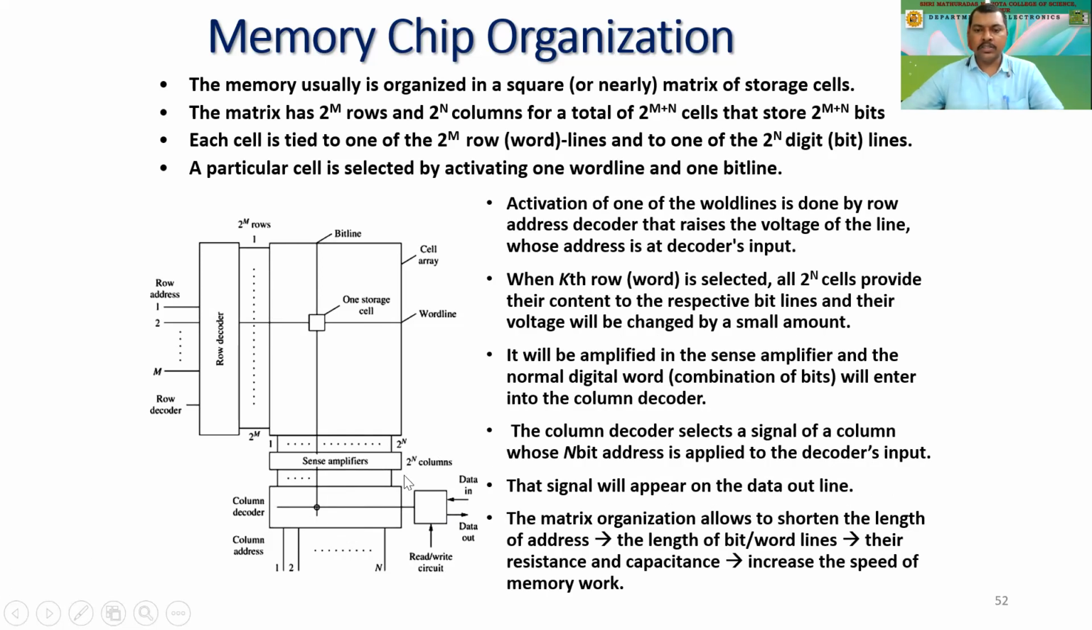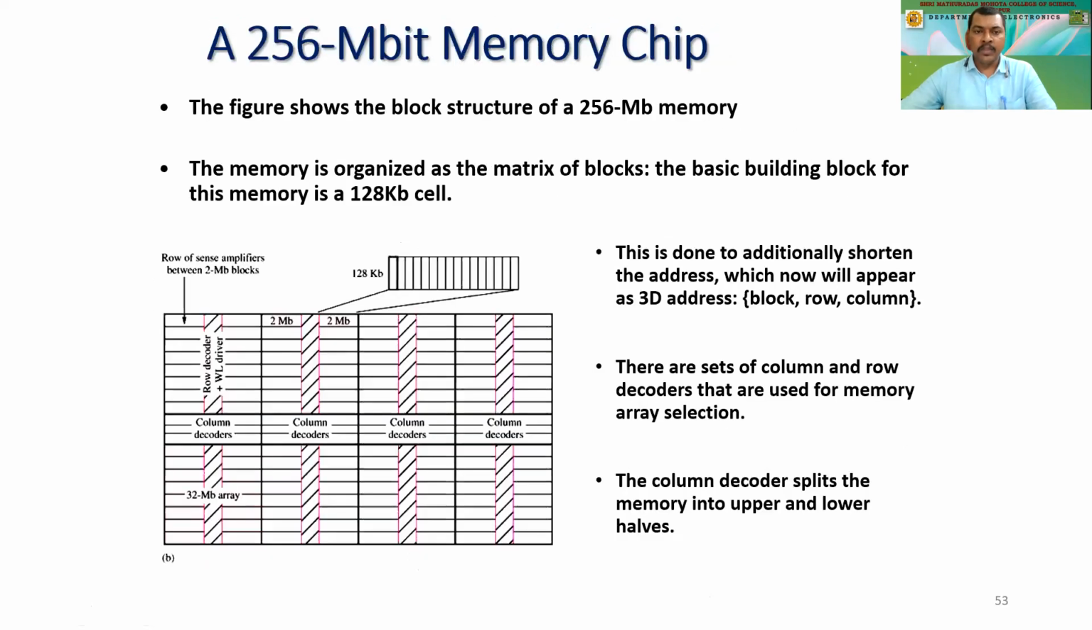Now the matrix organization allows us to shorten the length of the address and the length of the bit or word lines, so their resistance and capacitance decrease and the speed of memory work increases. So as you can see, we want to access the data at a higher speed, as well as load the data at a higher speed. So these things enhance the speed of the memory, right?